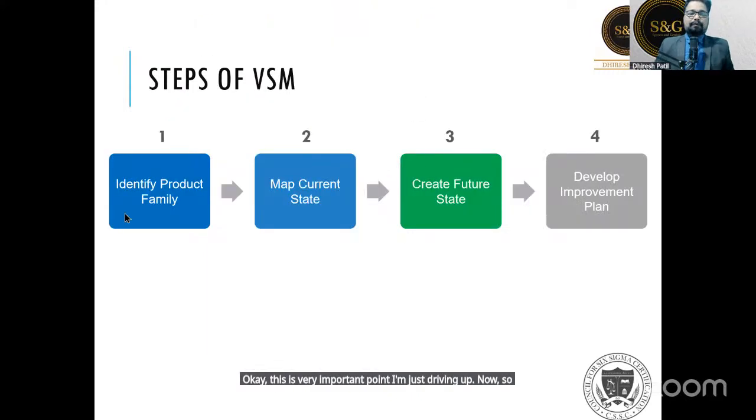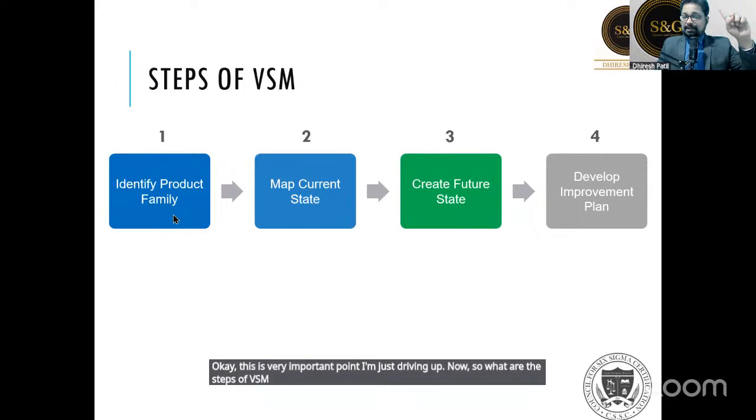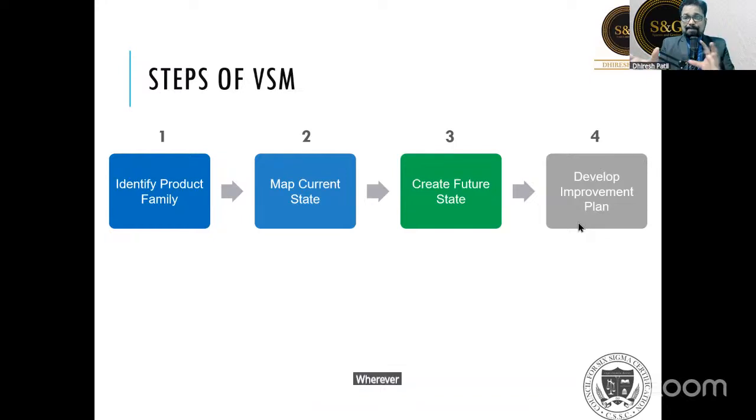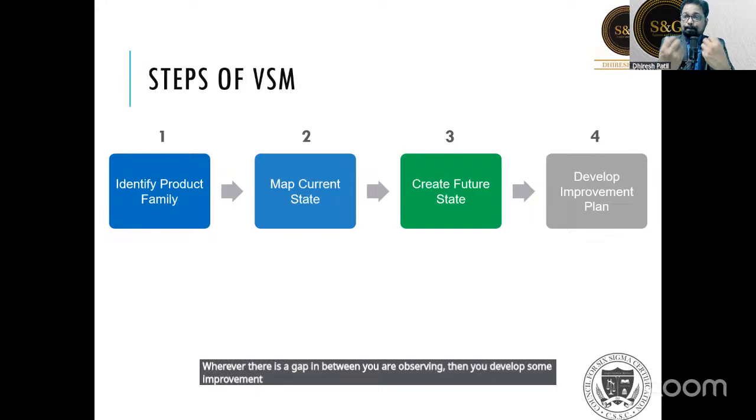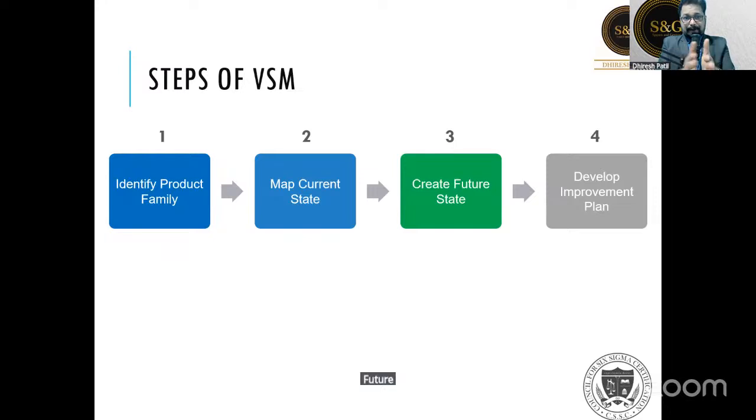What are the steps of VSM? First is identifying the product family. Second is current state value stream mapping. Then the future state value stream mapping. And then wherever you observe a gap in between, you develop an improvement plan. You do some Kaizen projects, or small, medium-sized or big projects, to bridge the gap between the future state and the current state.